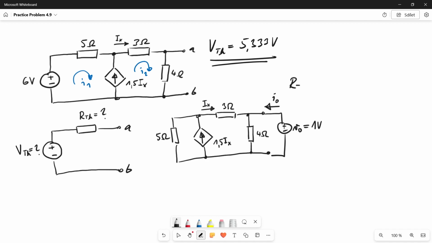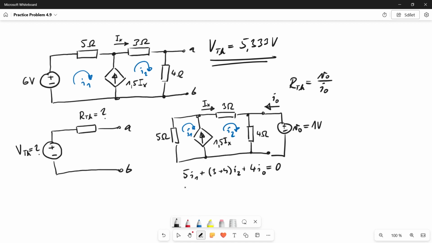And we will determine the Thevenin resistance by dividing the voltage V0 by current I0. We chose the voltage V0 as 1 volt. So now we just need to calculate the current I0. Let's use mesh analysis once again. This is current 1. This is current 2. We get that 5 times current 1 plus 3 plus 4 current 2 plus 4 times current 0 equals 0.